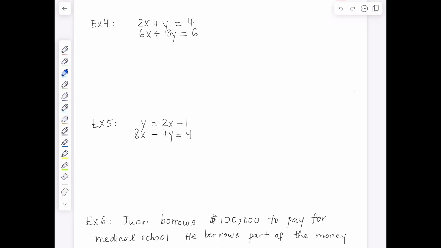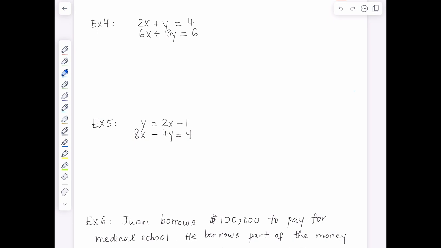In this video, we are going to look at some special scenarios when solving a system of linear equations. Example 4, we have 2x plus y is equal to 4 and 6x plus 3y is equal to 6. You can either use the substitution method or the addition method here. Let's say we use the addition method.